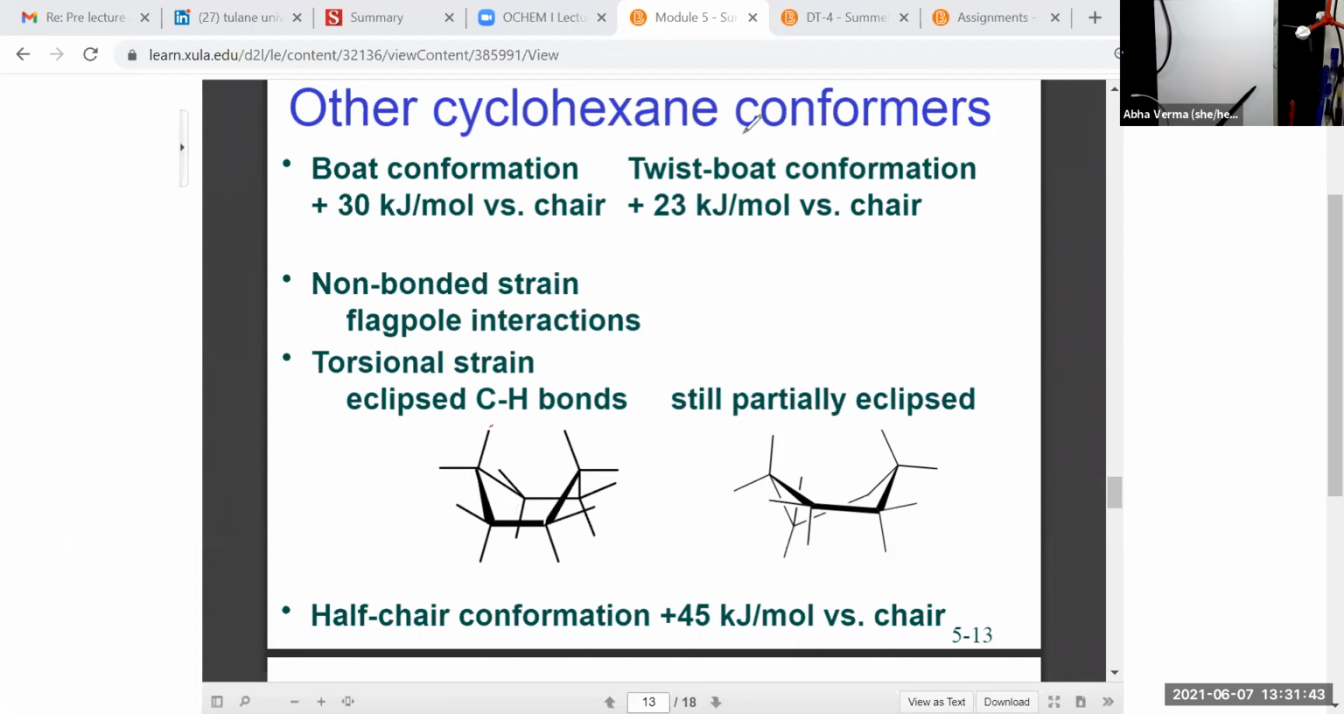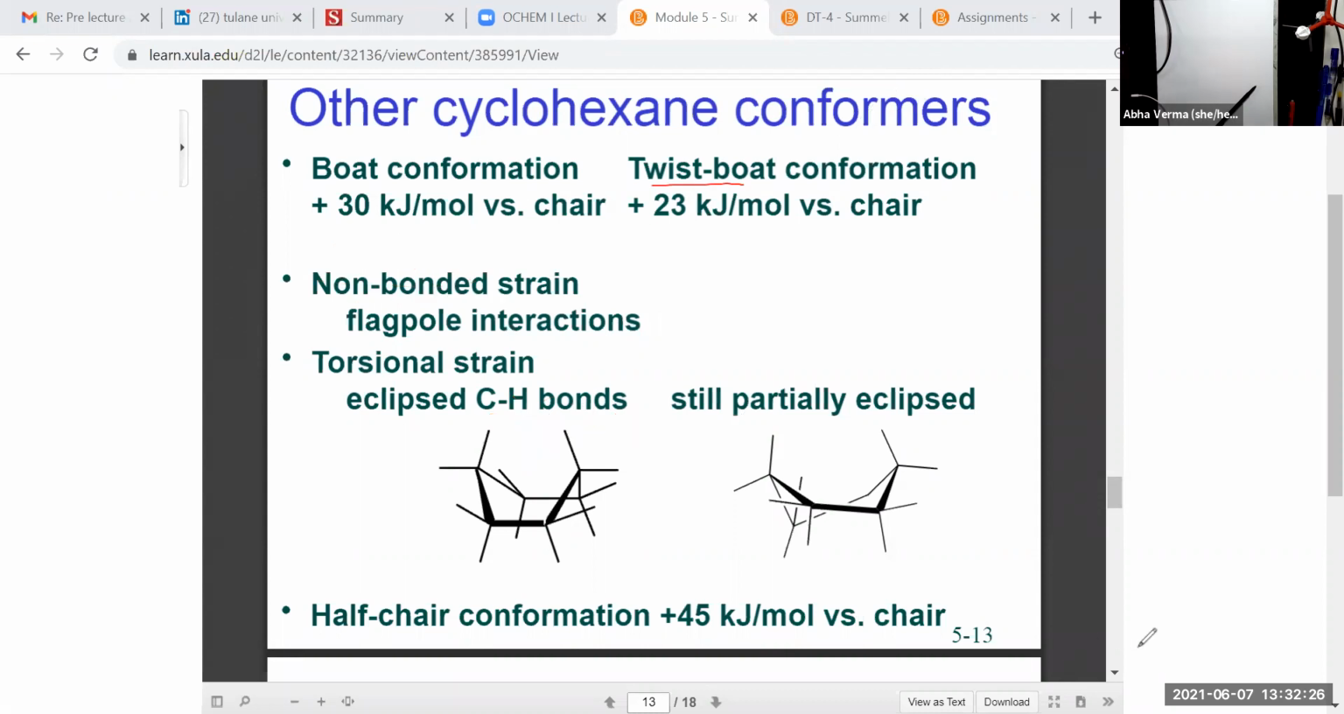But these flagpole groups can interact, eclipsing each other and hence causing torsional strain. If there were bigger groups, for example, if there were CH3s and ethyl groups, they would also cause non-bonded or steric strain. Remember, steric, non-bonded, van der Waals, space strains all mean the same thing, that somebody's trying to occupy someone else's position or space.